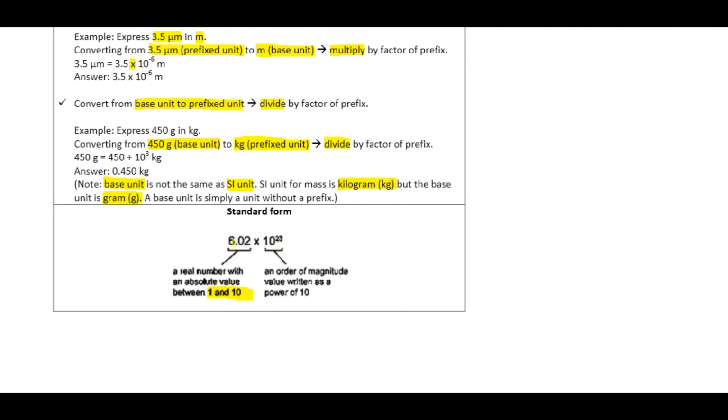So you just have to know that to express it in standard form, this number here has to be between 1 and 10. It can be up to 2 decimal places or 3 significant figures. And here will basically be a power of 10. So in this case, it will be 10 to the power of 23. It can be 10 to the power of 1, 10 to the power of 2, 10 to the power of 10, but just know that it's 10 to the power of something. Basically, what you call it is a power of 10. So this is how you express something in standard form.